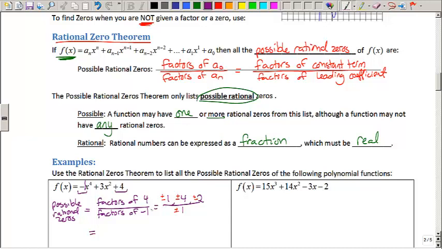So what we're going to do now is take each of the terms in the numerator and divide it by each of the terms in the denominator. Fortunately, this time we only have one term in the denominator, so 1 divided by 1 is going to be plus or minus 1. 4 divided by 1 is plus or minus 4. And then 2 divided by 1 is plus or minus 2. And this is the list of possible rational zeros.